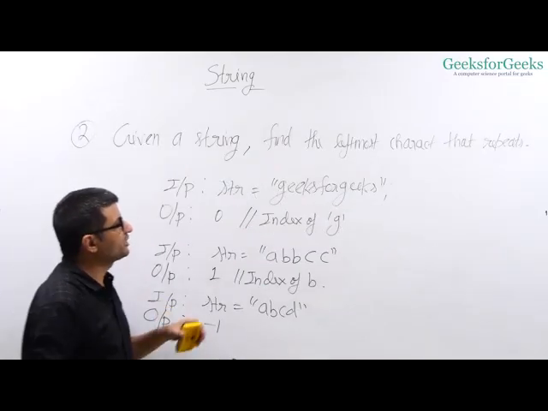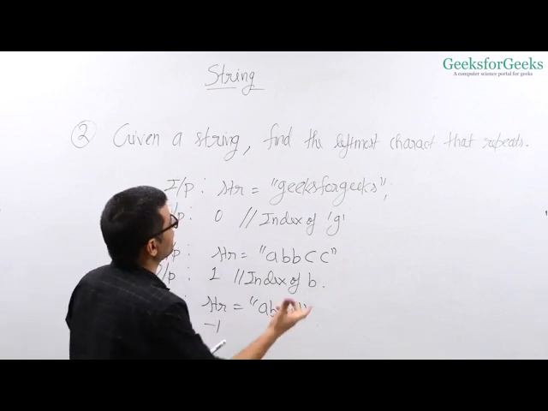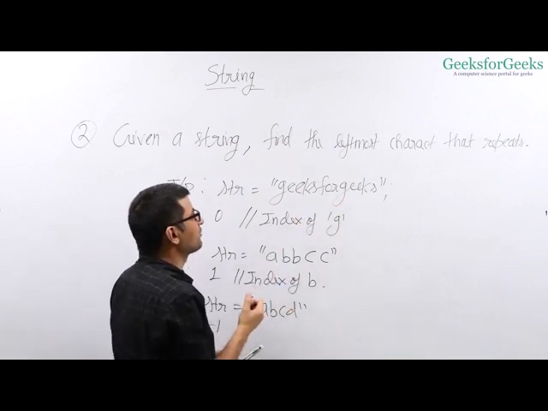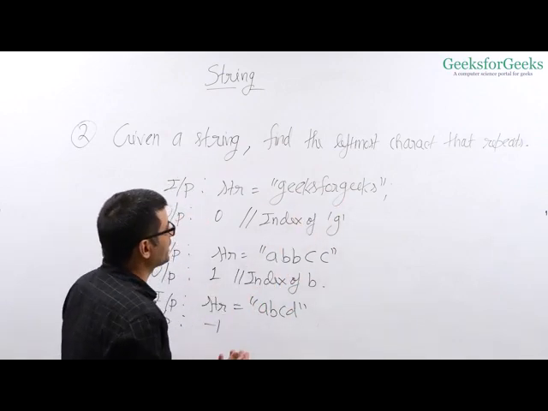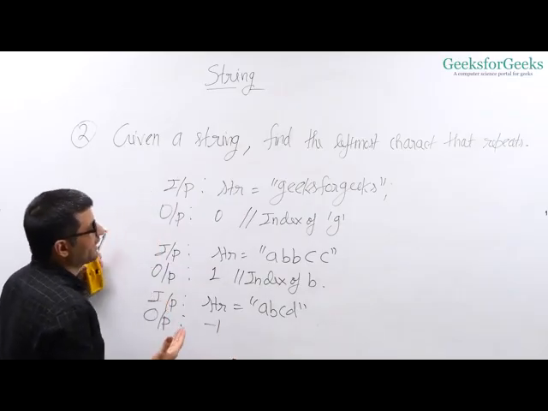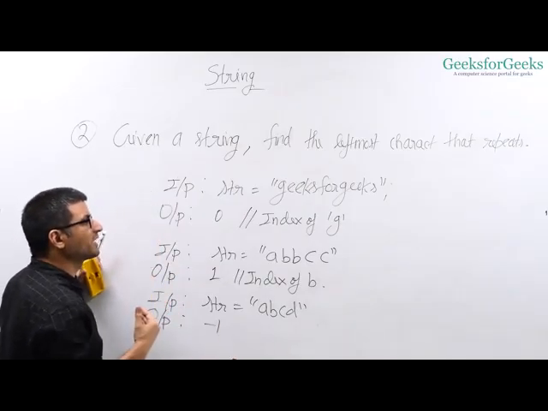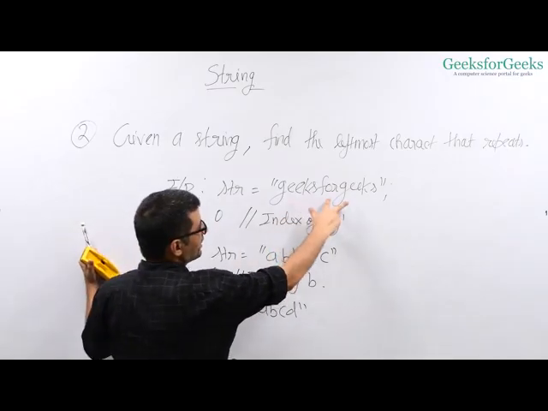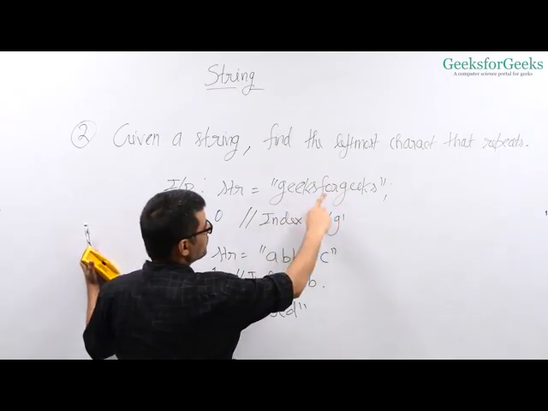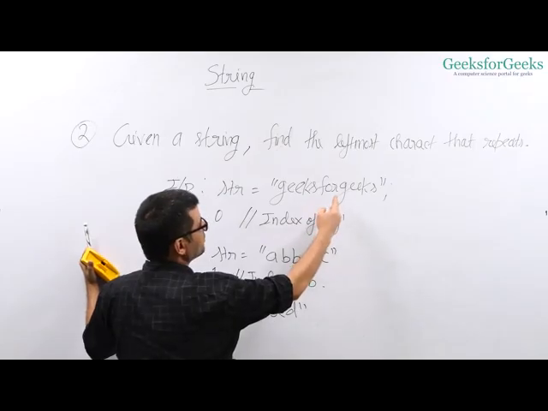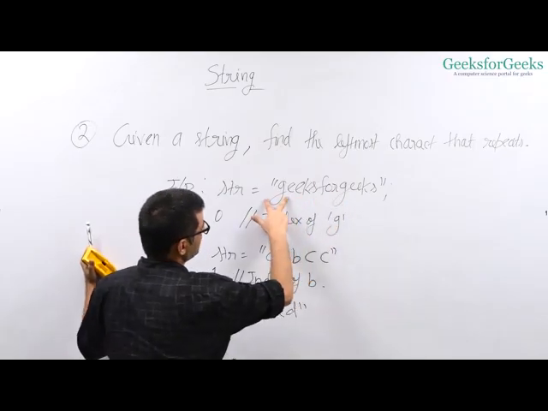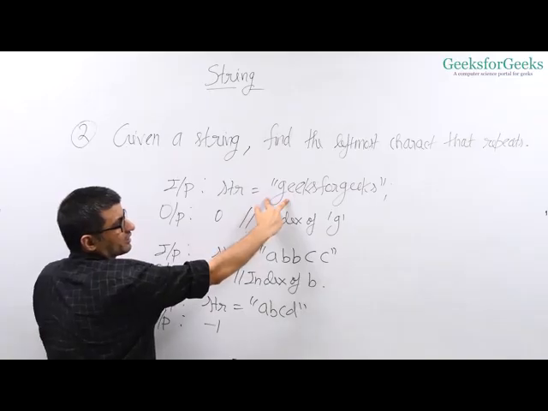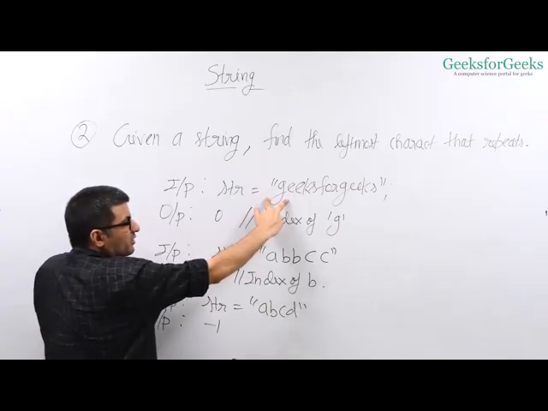Let us now talk about the second question. In this question, we are given a string and we need to find the index of the character that repeats and whose first appearance is the leftmost. So there are many repeating characters here. And which one is the repeating and has first index as leftmost? G. Because its leftmost index is 0.